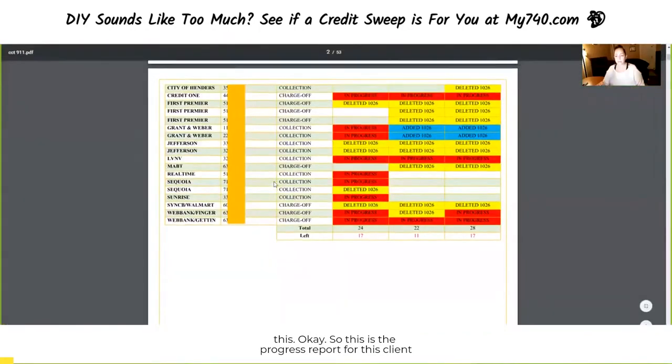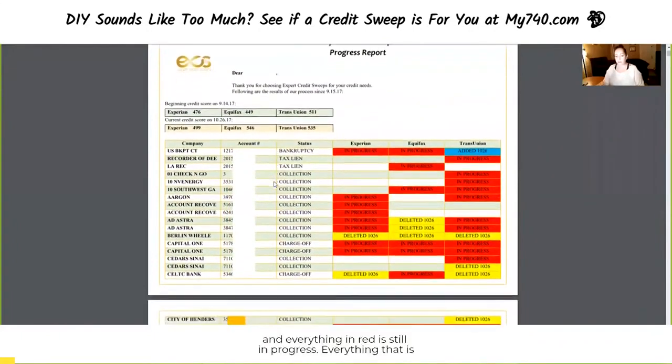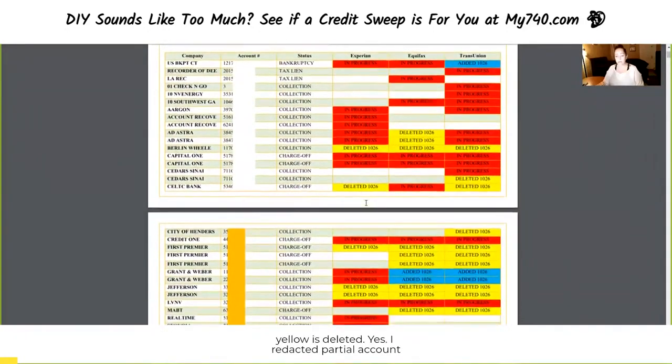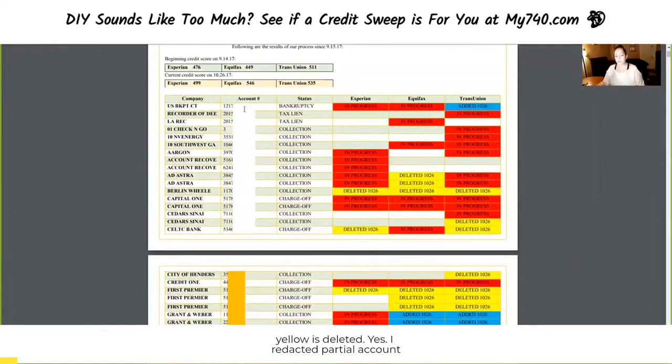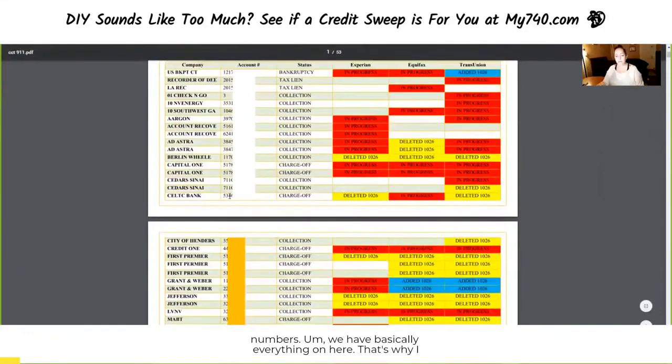Okay. So this is the progress report for this client, and everything in red is still in progress. Everything that is yellow is deleted. Yes, I redacted partial account numbers. We have basically everything on here. That's why I chose this file.